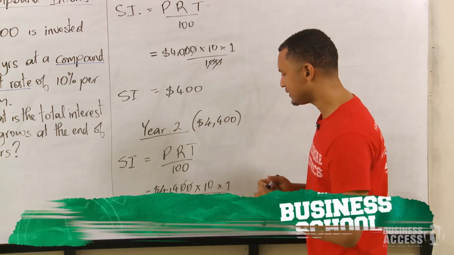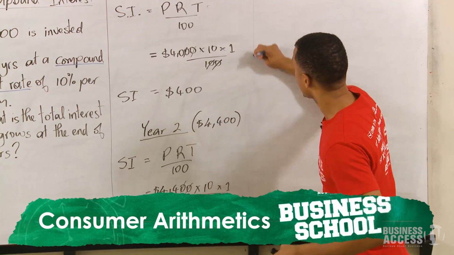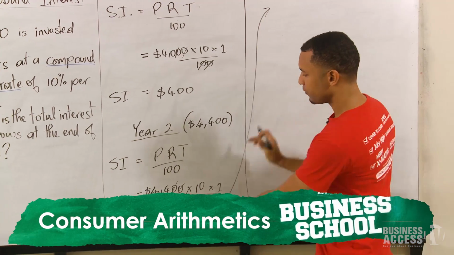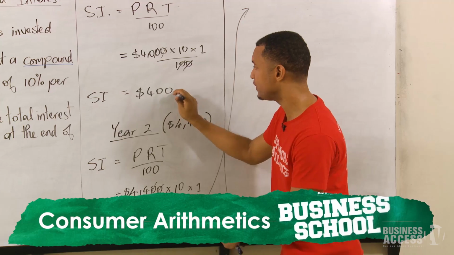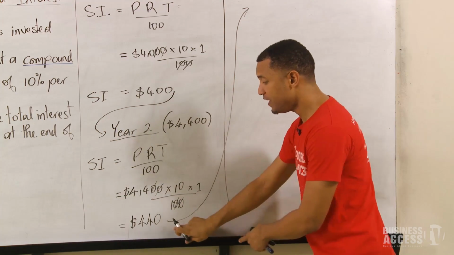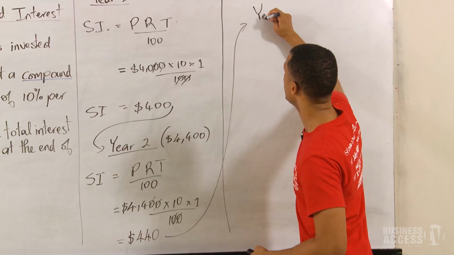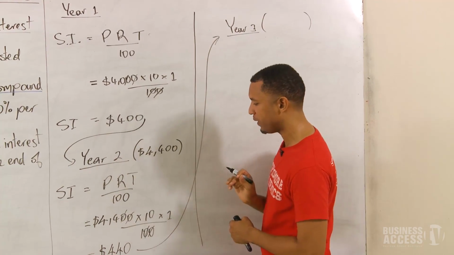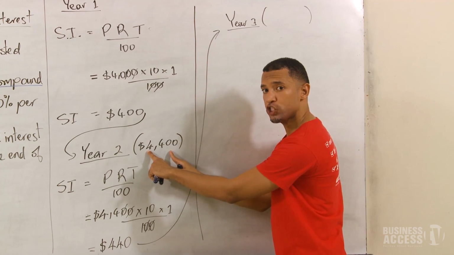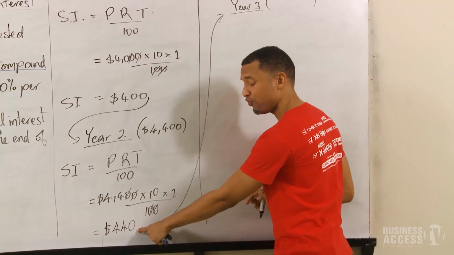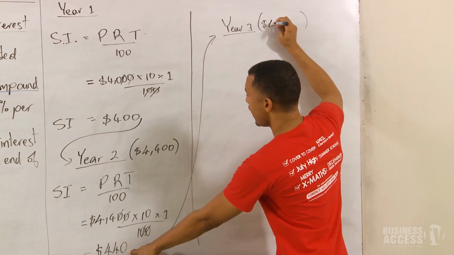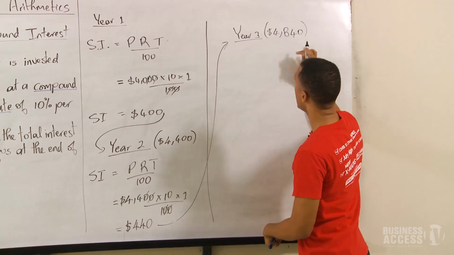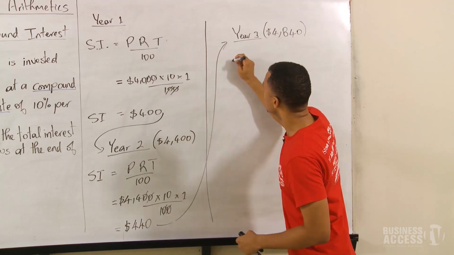What do you think we're going to do this time, going into year 3? Yes, this $440, just like how this $400 brought us into year 2, is going to bring us into year 3. So in year 3, how much money are we starting off with? It is going to be this $4,400 plus this interest of $440. We now have $4,840 starting year 3. And it's just to do the same thing.